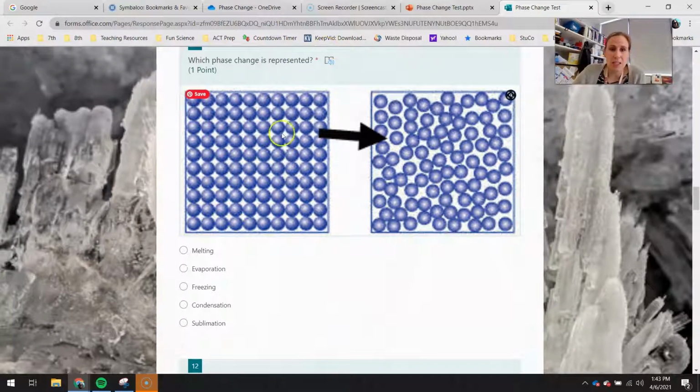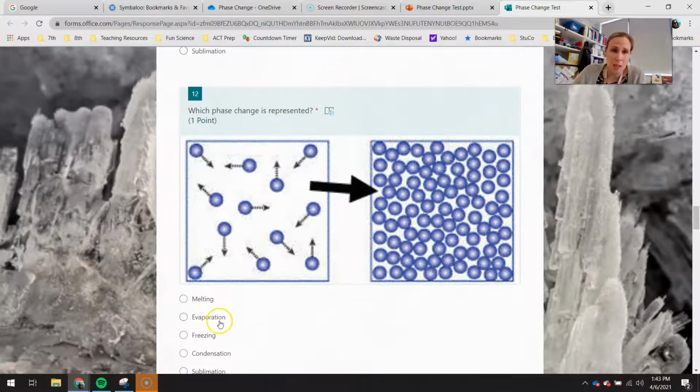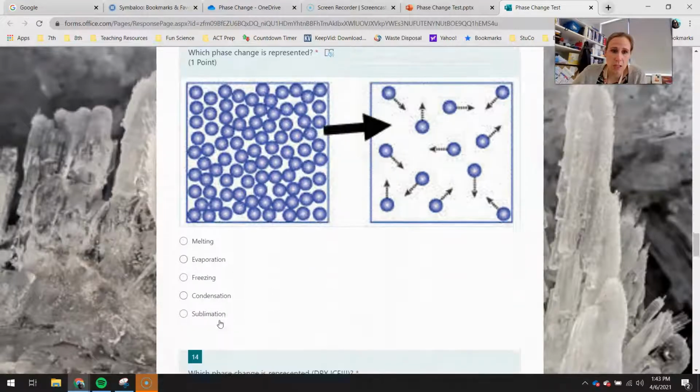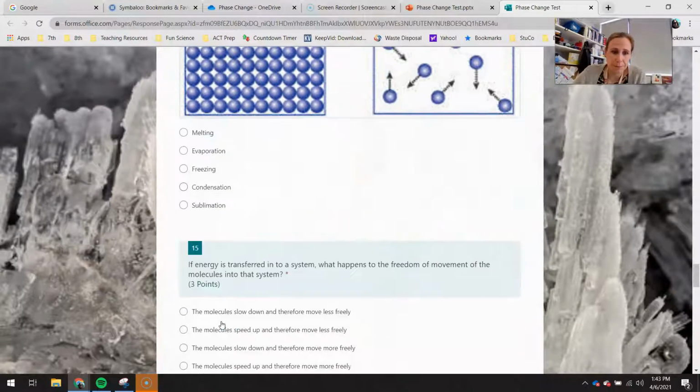Okay, so you guys kind of need to identify the phase on 11 through 14, and then what the change is there. So which phase is this, which phase is this, and then what change does that represent? So again, either melting, evaporation, freezing, condensation, or sublimation. Same on 12, 13, and 14.